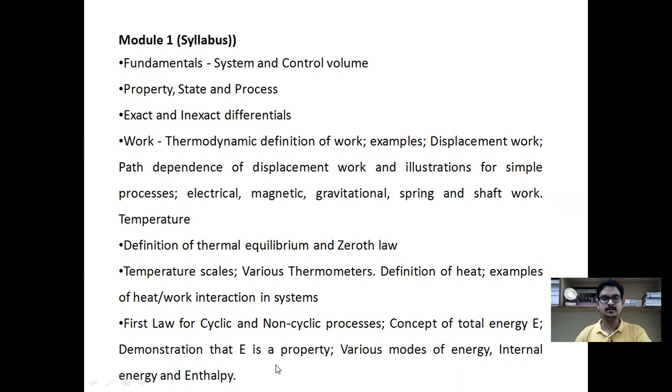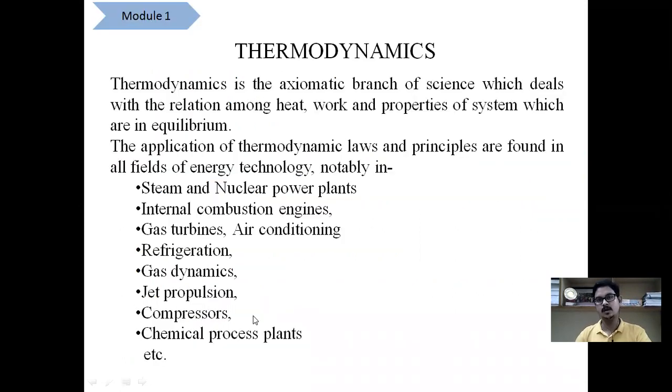And the demonstration of the total energy, internal energy and enthalpy. So the definition of internal energy and enthalpy, we will study in the first module. So first thing is to understand what is thermodynamics.